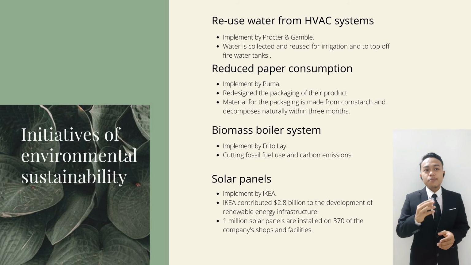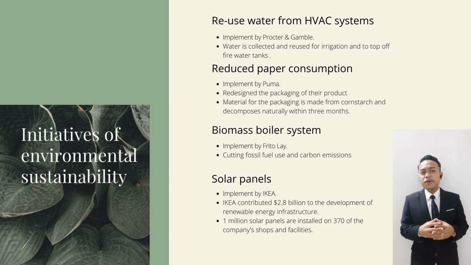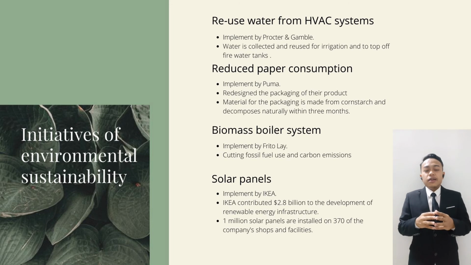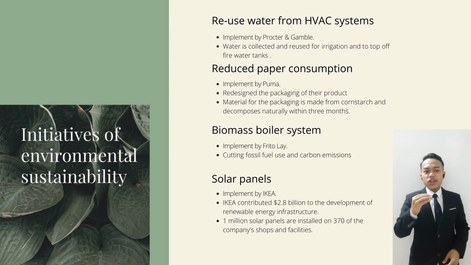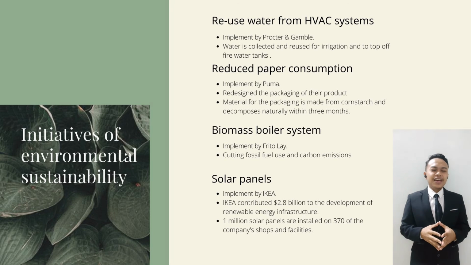And the second part is reducing paper consumption. This initiative was implemented by Puma. They redesigned the packaging for their products, and the packaging material itself is made from cornstarch that will decompose naturally within 3 months. And the third is the biomass boiler system, which is being implemented by Frito-Lay. They are cutting the fossil fuel use by the company and decreasing the carbon emission itself. And lastly, the initiative that we listed today is solar panels. Of course, this is implemented by IKEA. Like I said before, IKEA contributed $2.8 billion to develop their own renewable energy infrastructure, and they invested in 1 million solar panels that are installed on 370 of the company's shops and facilities. And I think that's all from this part, and I will pass this to the next presenter.